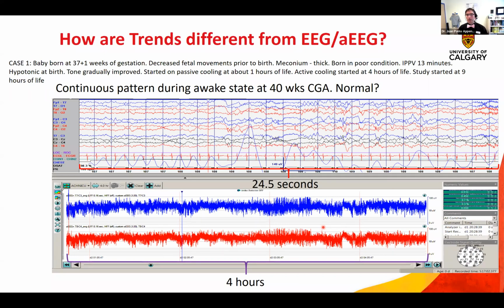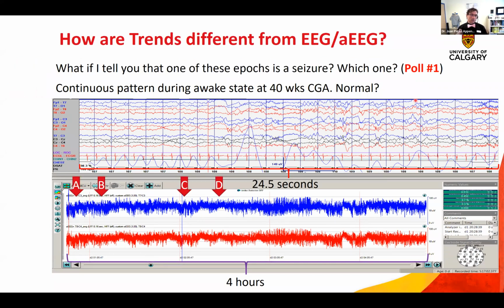Decreased fetal movements prior to birth, had meconium, was thick, then born in poor condition, IPV of 13 minutes, hypotonic at birth, tone gradually improved, started passive cooling at about 1 hour of life. And then the active cooling started at 4 hours of life, and the study started at 9 hours of life. So now, how about if I tell you that in these trays, there is a seizure?